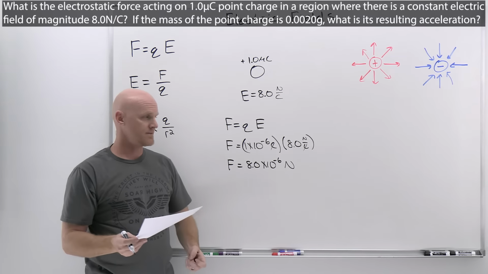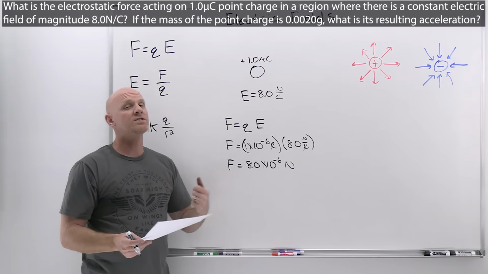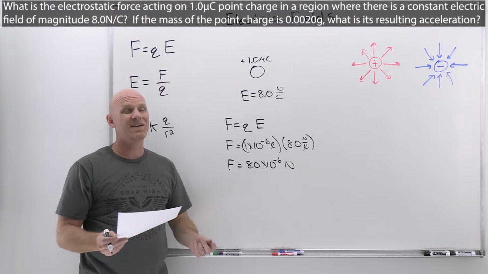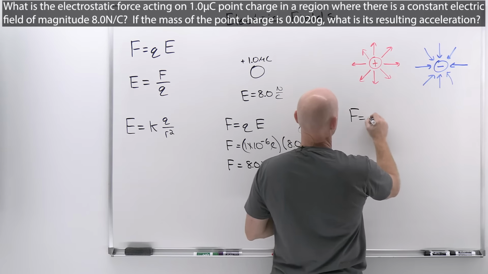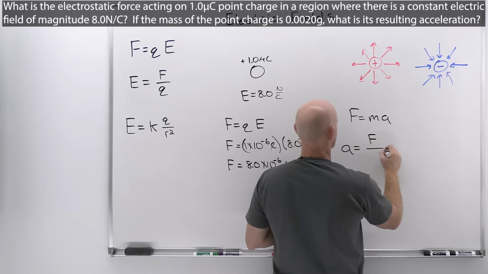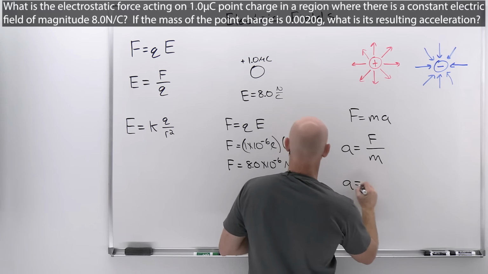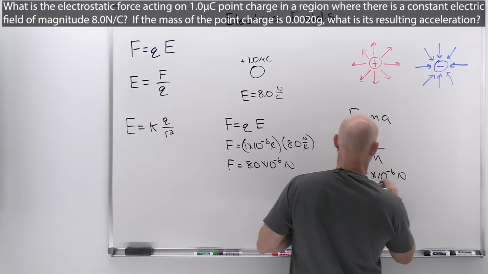resulting acceleration? And so in this case, we know the net force acting on it. We know its mass. Now we want to find its acceleration, and that's just Newton's second law. We'll use F equals ma. If we rearrange to solve for acceleration, it's equal to force over mass, which in this case was that force of 8 times 10 to the negative 6 newtons.